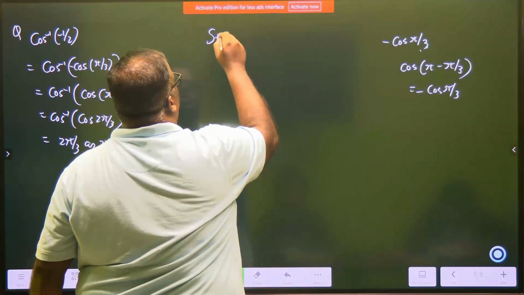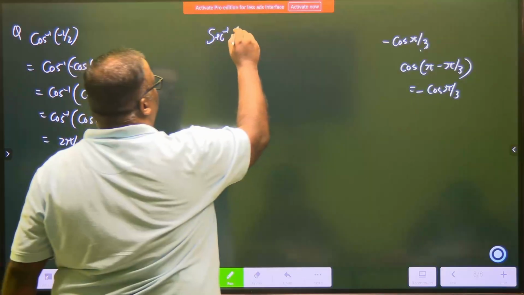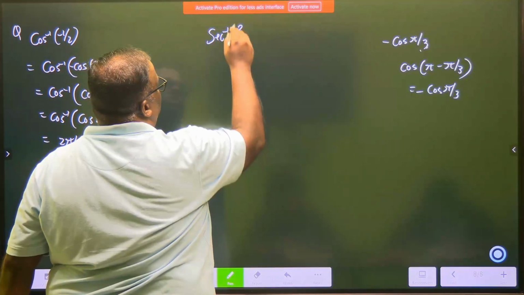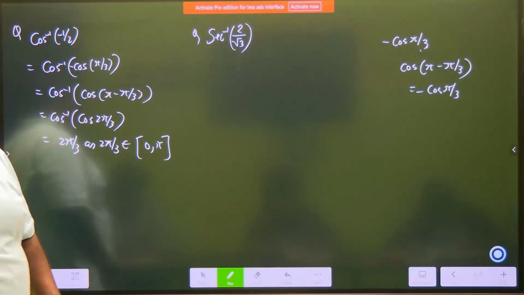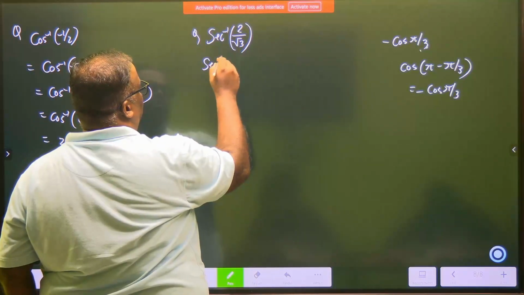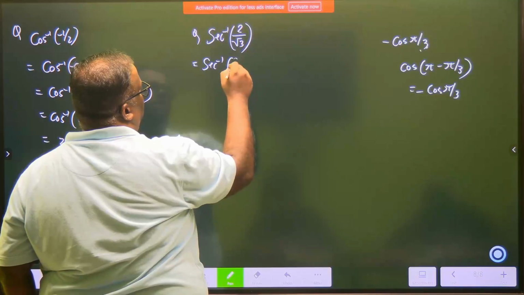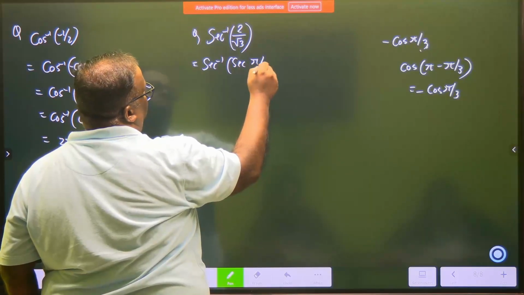Sec inverse 2 by root 3. So this is root 3 by 2. Cos 30 is root 3 by 2. So this will be sec inverse sec of how much? Pi by 6.